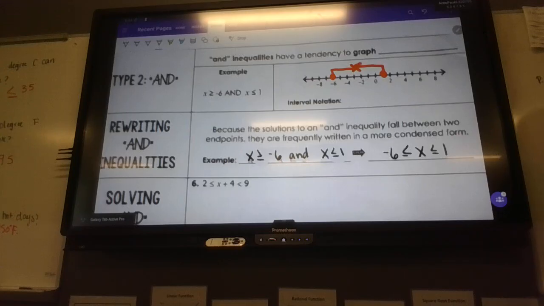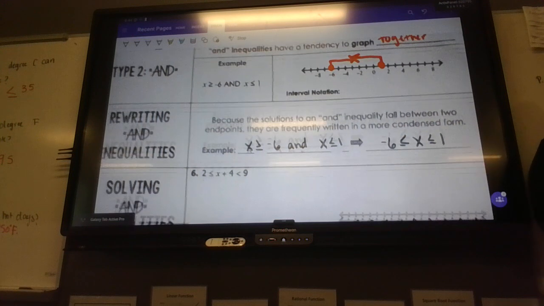And they have a tendency to graph together. Their arrows will point and meet in the middle. It's actually called an intersection. So it's everything in between -6 and 1.